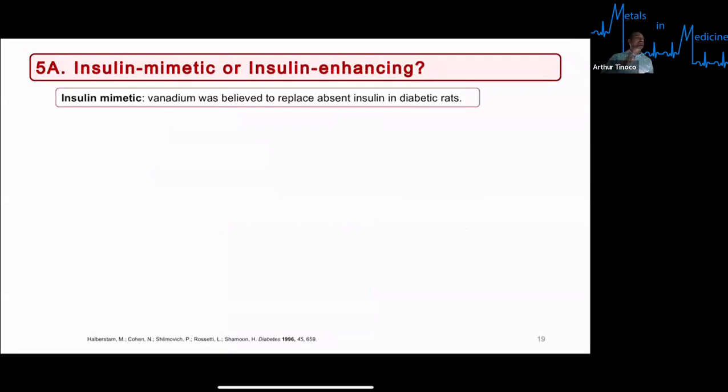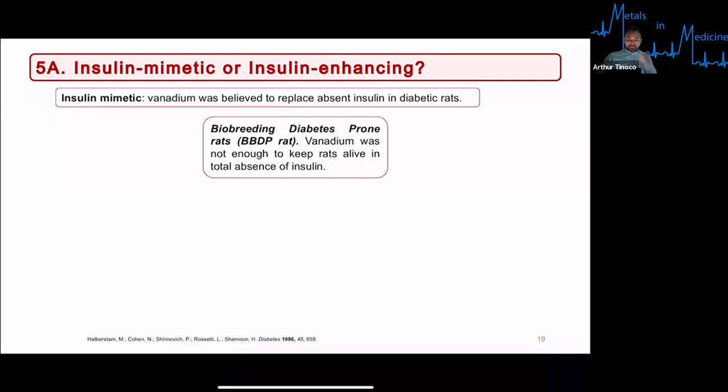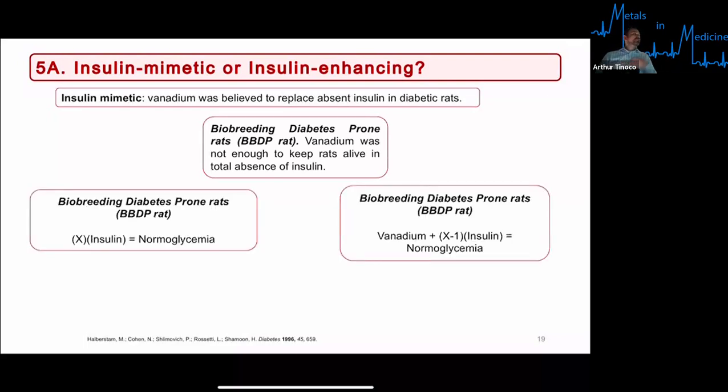Or are we looking at a situation where we're seeing an enhancement of insulin? The idea of an insulin mimetic is that you have vanadium basically replacing absent insulin in diabetic rats. In a study with biobreeding diabetes-prone rats, so BBDP rats, vanadium was observed not to keep the rats alive in total absence of insulin. These rats had no insulin, they were treated with vanadium salts, and they perished as a consequence of this.